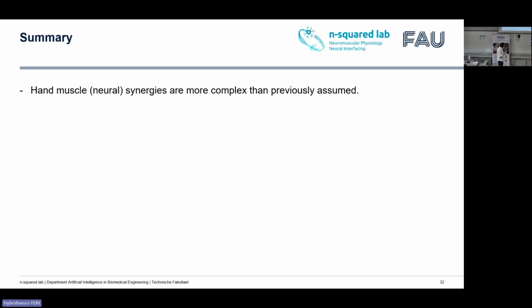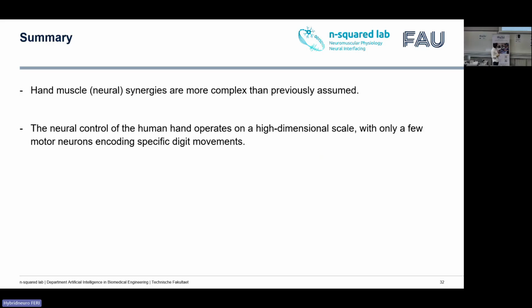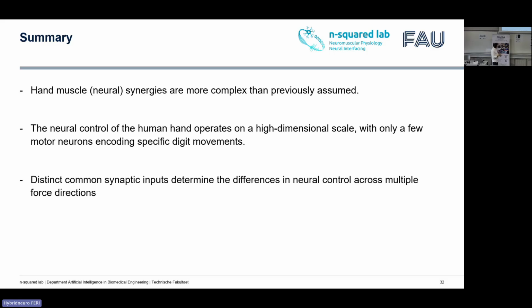So in summary, the hand neural signatures are more complex than previously assumed, and the neural control of the human hand operates on a high-dimensional scale with only a few motor neurons in body-specific movement. Then we can conclude that there are distinct common synaptic inputs that determine the difference in neural control across multiple force directions.